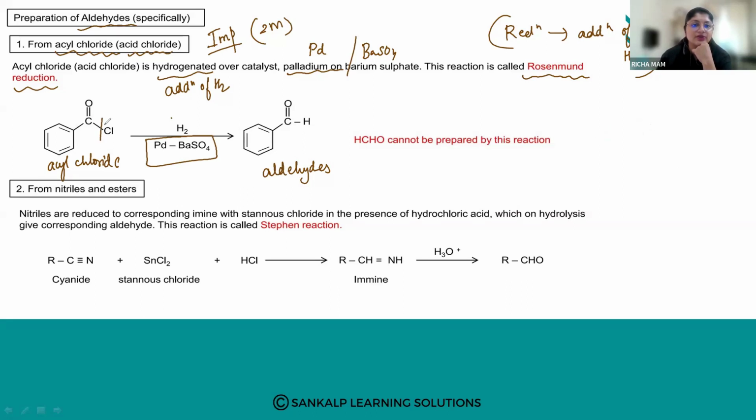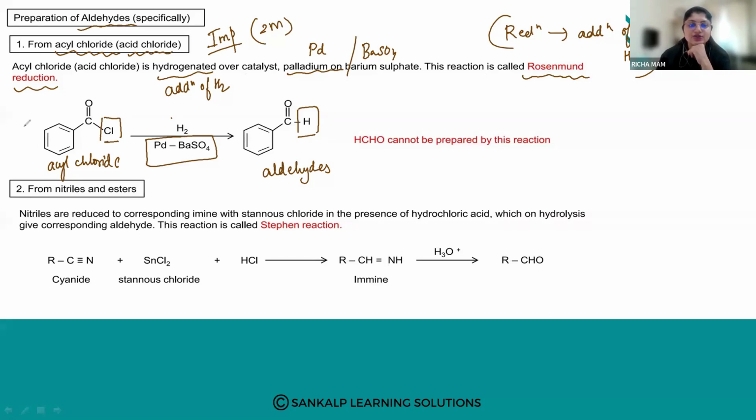So what is happening here? Your Cl is replaced by hydrogen. And this famous reaction is called Rosenmund reduction. So what can be a question? The question can be, explain Rosenmund reduction with example. Or they can ask you to prepare aldehyde from starting product acid chloride. So you have to prepare it both ways. Got it? Is it clear?